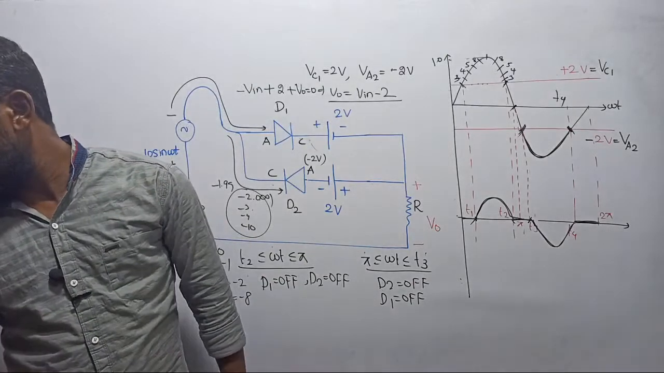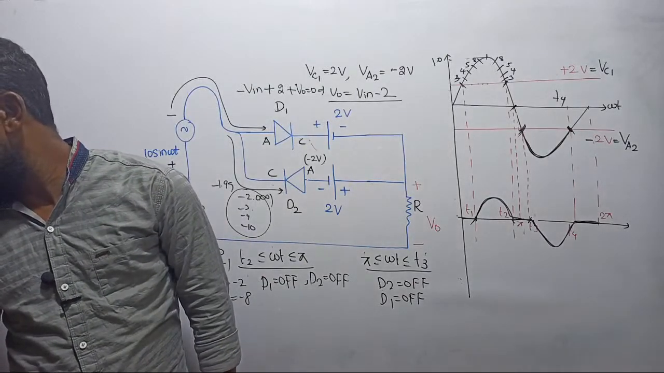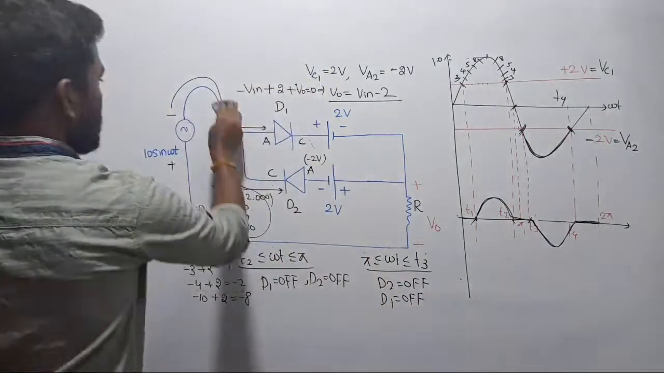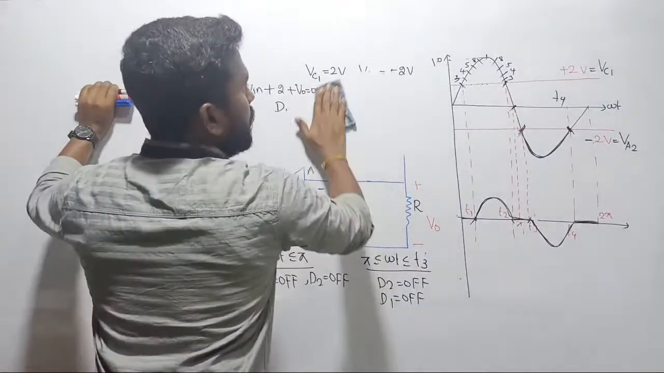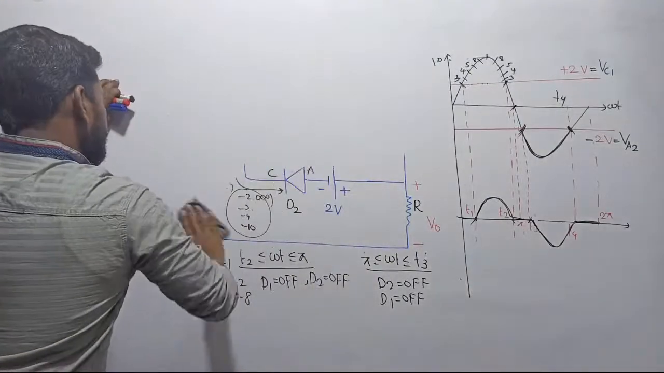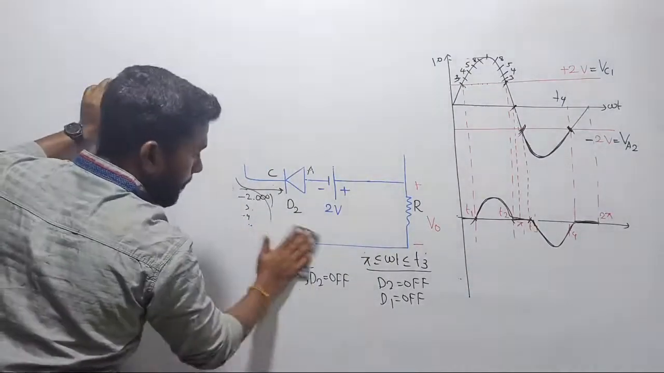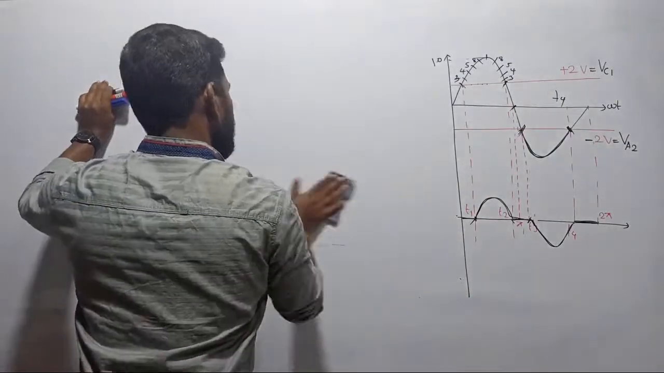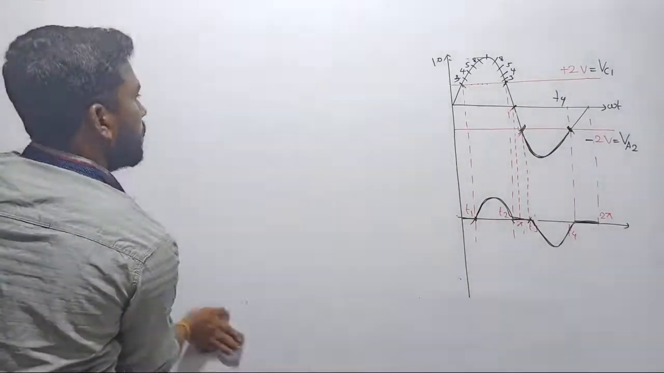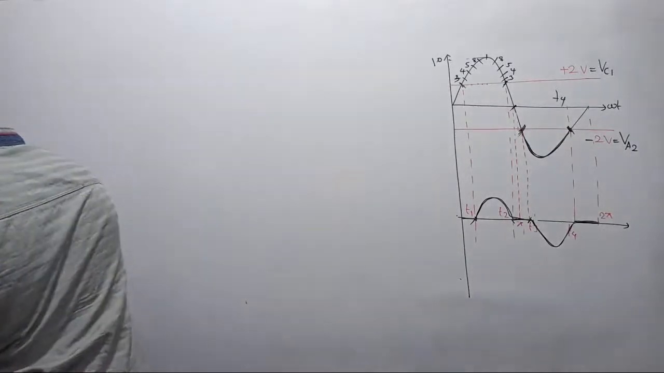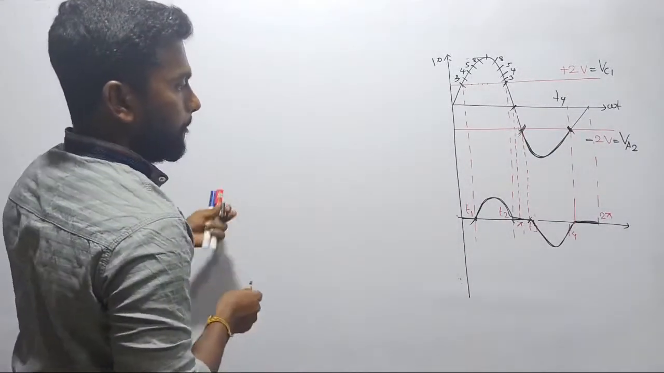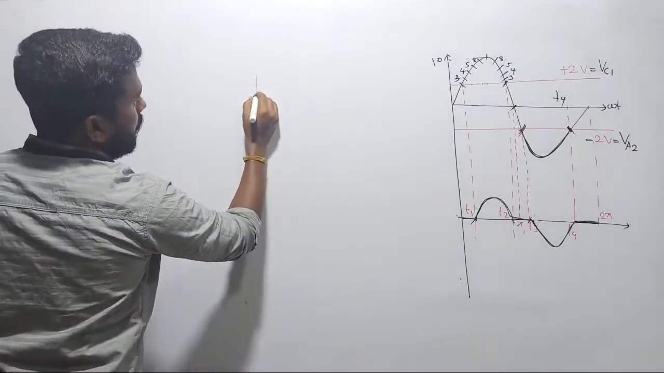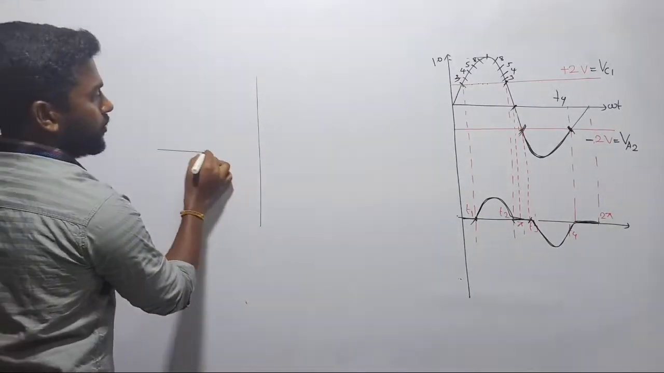So our next target is to draw the transfer characteristics. You please try. Let me erase these things. Let us draw the transfer characteristics also. The clipper is over with this. Now let us draw the transfer characteristics. We know how to draw. You please do it.